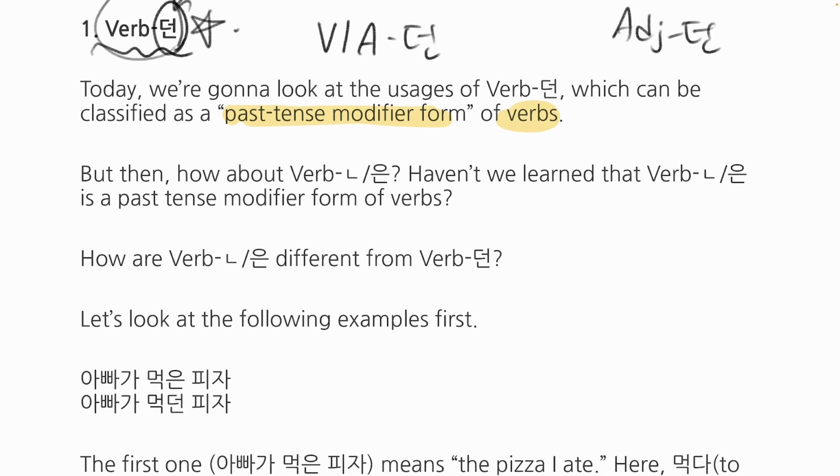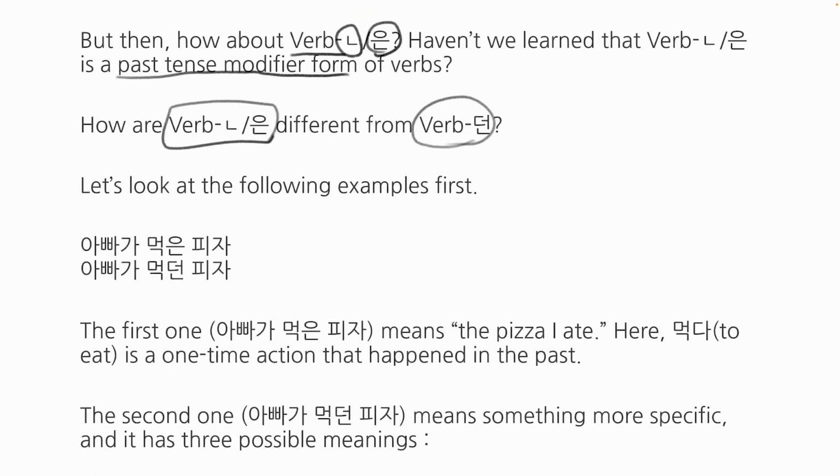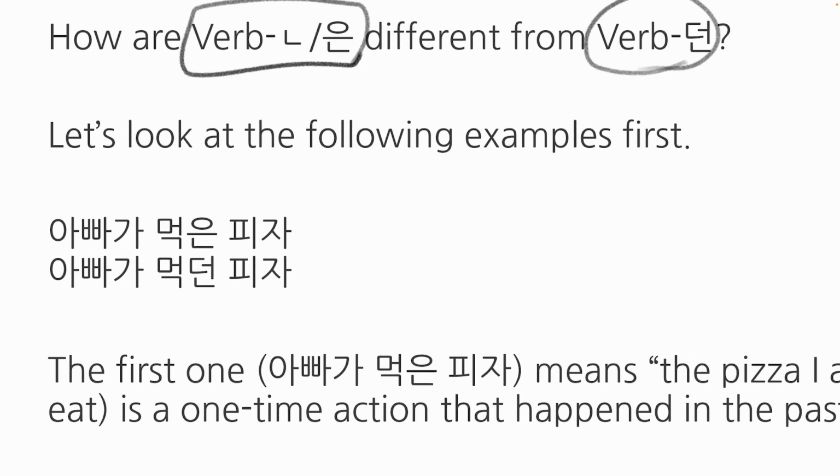But then, how about verb 니은, 은? We also learned that this is a past tense modifier form of verbs, right? So how are verb 은 and verb 던 different? So let's look at the following examples first.